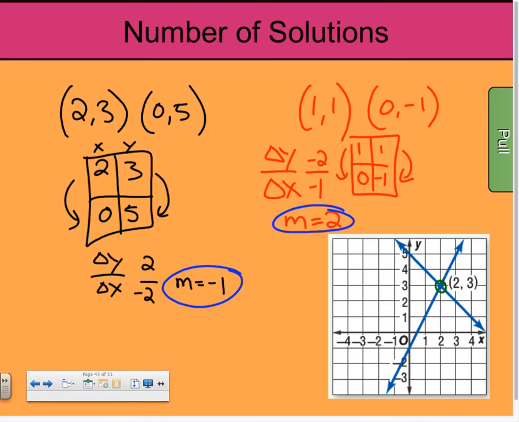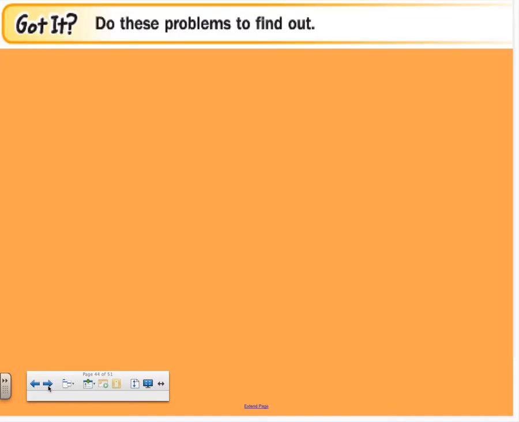So just remember, if we're able to graph the lines, that's great. We can see where they cross. But sometimes just by examining the slopes, the slope of one line compared to the slope of another line, we're able to determine what the solution of the system of equations would be, or how many solutions it would have. Okay, so we've done a good job so far. We've got one more Got It problem that I'd like you to try at the top of page 238.